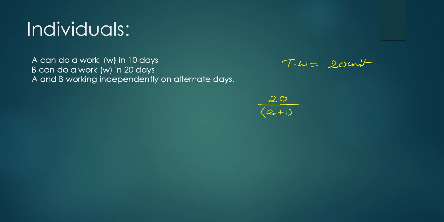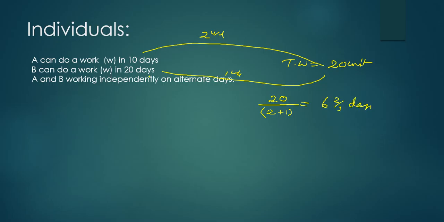How are we getting these 2 units? A takes 10 days to complete 20 units, so per day A will do how many units? 2 units per day. Similarly, B will do 1 unit per day. So, that is how we are getting 2 plus 1. So, the answer is 20 by 3, which equals 6 2 by 3 days if they work together. But are they working together? No. Independently, on alternate days.